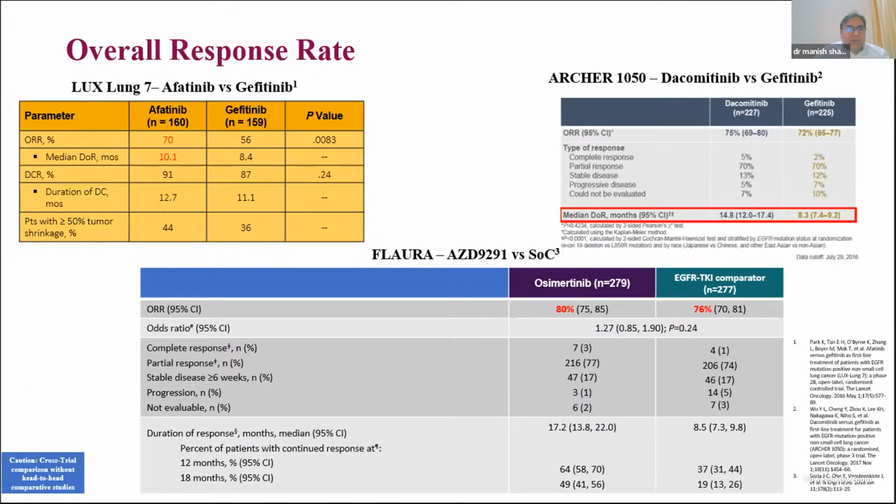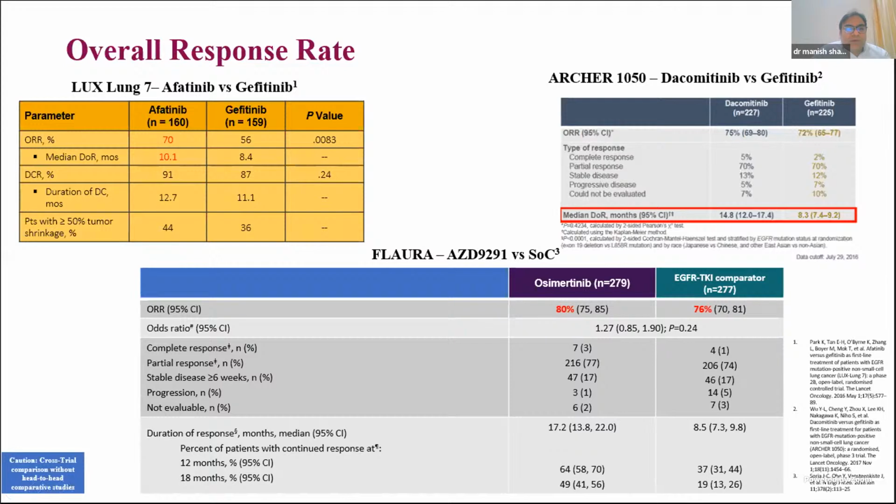Coming on to the overall responses, overall response rate is another parameter, as we discussed. In the FLAURA trial with osimertinib, the overall response is to the tune of 80%, while for the EGFR comparator TKI it was 76%. Similarly, overall response rates with afatinib are around 70% and gefitinib 56% in the LUX-Lung 7 trial. Similarly, around 75% and 72% in ARCHER 1050. Hence we can infer that osimertinib has the highest overall response rate.